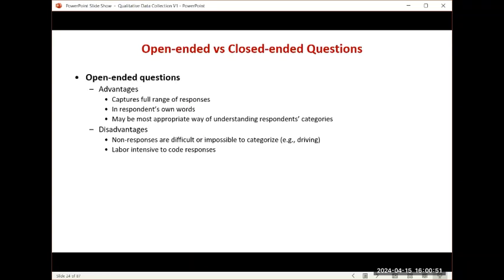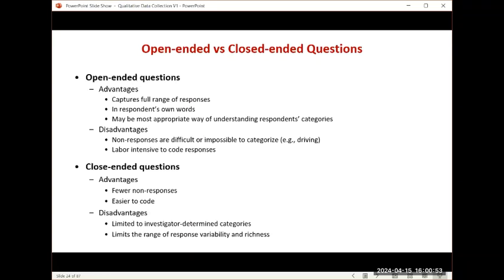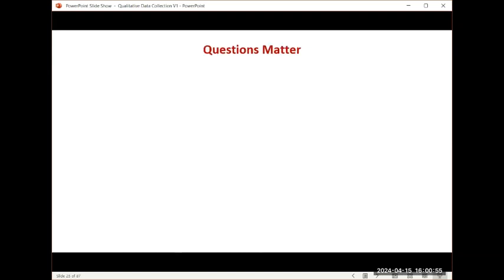And here's the open-ended and closed-ended. We'll skip this because we've talked about it. And then a few more things.